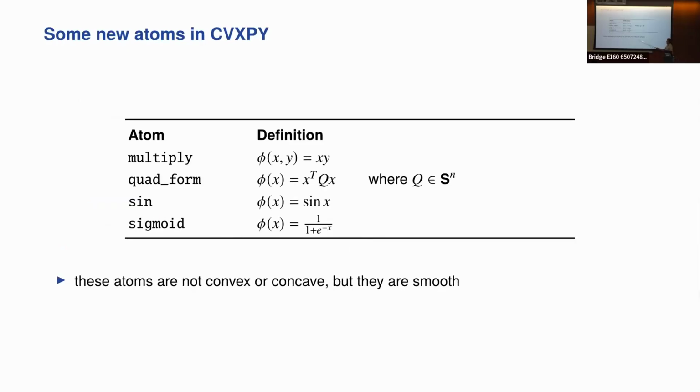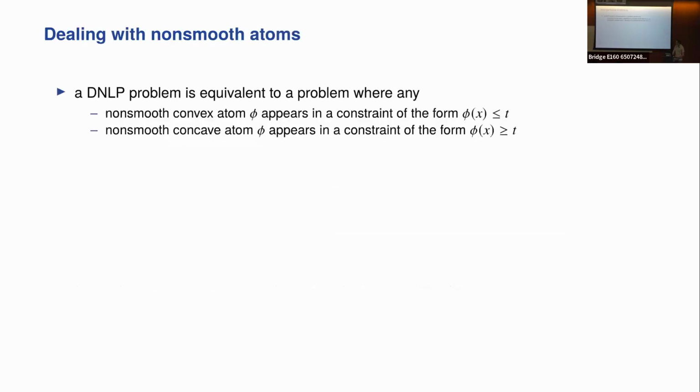So now in CVXPY, there are some new atoms which haven't been available. For example, you can multiply 2 variables. That's a smooth atom. In the quadratic form, we no longer assume that Q is a positive semi-definite or negative semi-definite matrix. It can be indefinite. And something which is completely new is trigonometric functions. You can optimize over them now in this extension of CVXPY. And all these atoms are not convex or concave, so they haven't been available in CVXPY before, but they are smooth. So now they are available.